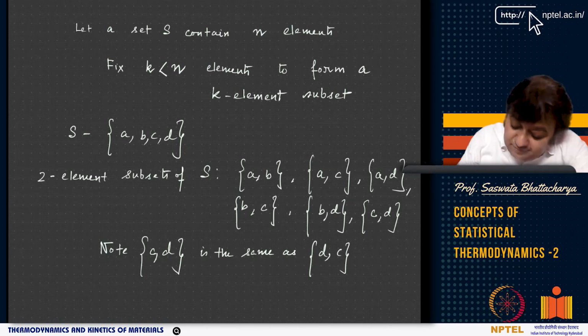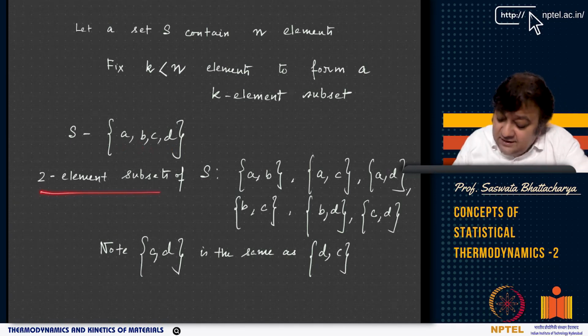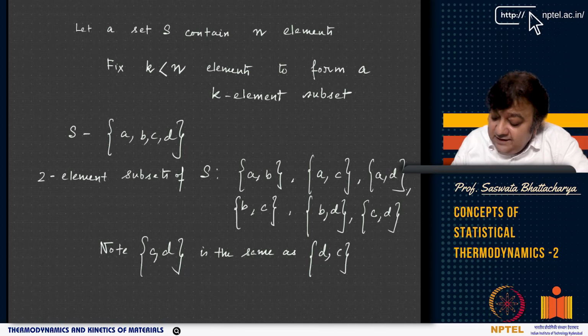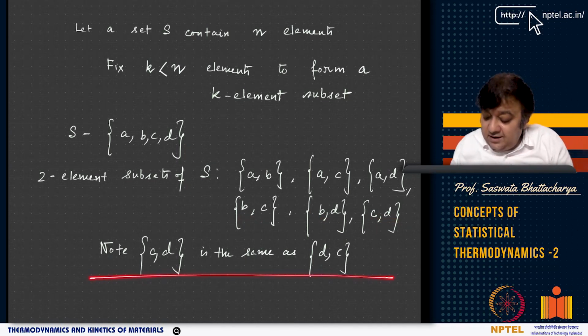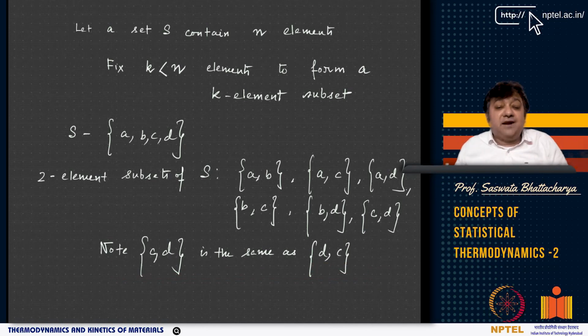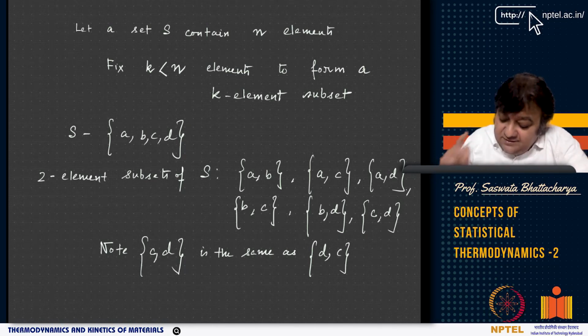So S, for example, is a set of 4 elements: A, B, C, and D. Now, the 2 element subsets are AB as one subset, AC is one subset, AD is one subset, BC, BD, CD, right? But note that CD and DC, that means the order does not matter. C comma D or D comma C are the same. So the number of distinct 2 element subsets are AB, AC.